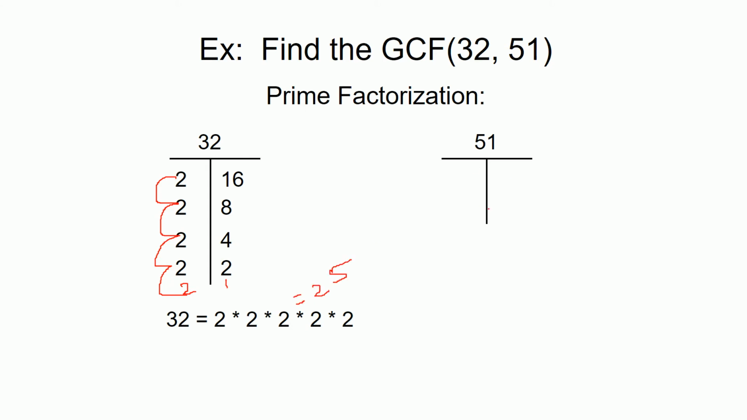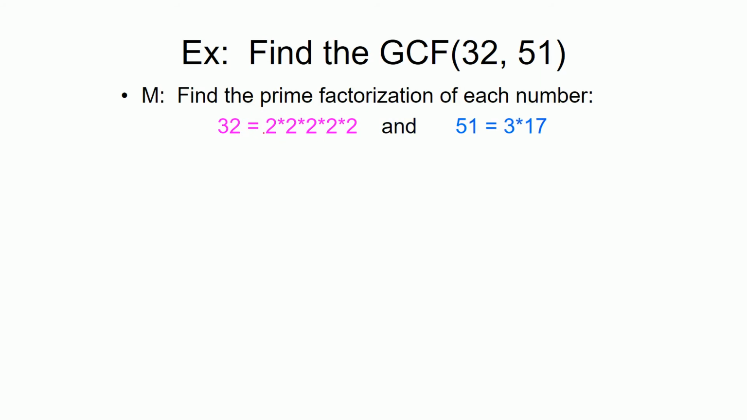Here we have 51, so we start with 3. It will not be divided by 2, so we start with 3. So we get 17. Now 17 is a prime, so we are left with only 3 and 17. So 51 can be written as 3 into 17. Here we have 32 as 2 to the power 5, that is 2 written 5 times, and then we have 3 into 17.